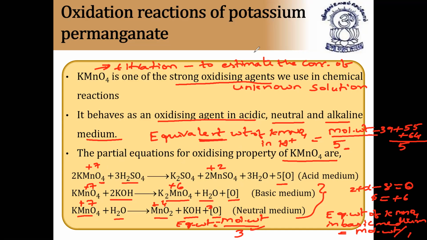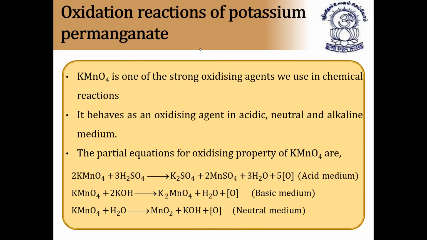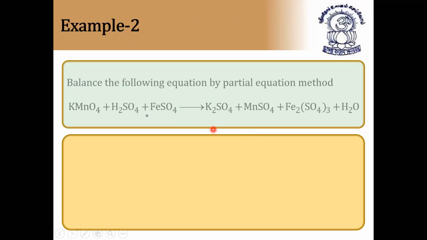I hope it is clear. So please note down all these points in your classwork, you can understand it better. So these are the partial equations for the oxidizing property of potassium permanganate: how it behaves in acidic medium, how it combines with base, and how it is formed in neutral medium. All the three are given to you. Let us see examples now.